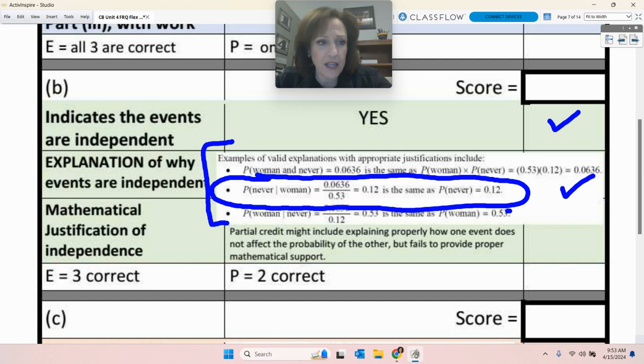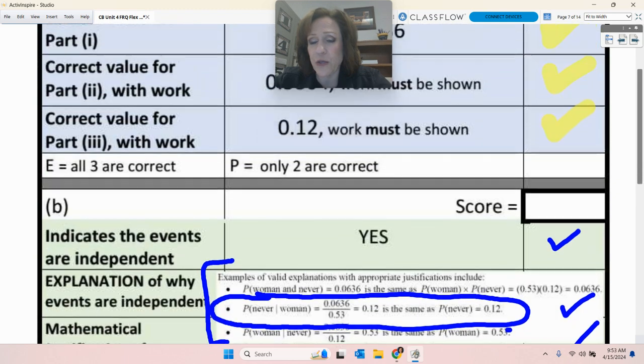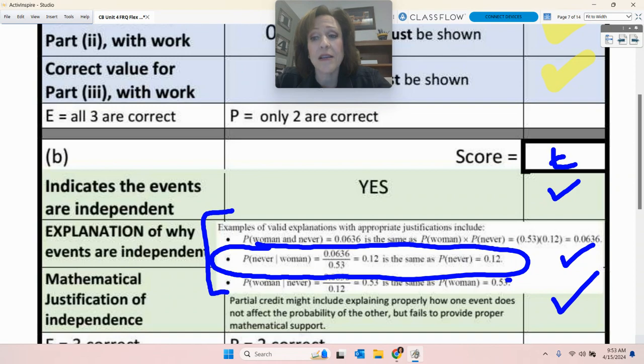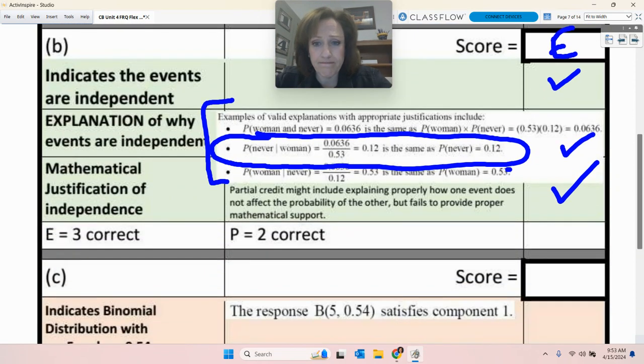Okay? So setting up one of those mathematical methods, and then with your justification and explanation, explaining that the fact that you're a woman doesn't change the probability of you choosing never. So explanation, those 3 things. Would you have gotten credit on all 3 of those? Would you have just done the math? Let's see. Partial credit could be if you explained it properly. However, you said one event doesn't affect the other, but you failed to provide the proper mathematical support. That kind of thing.